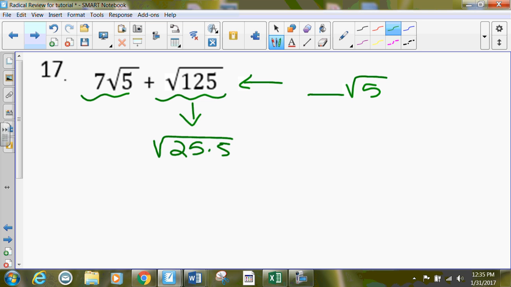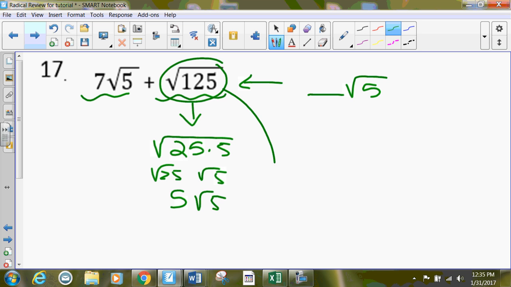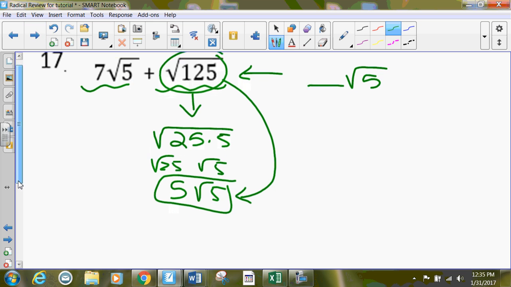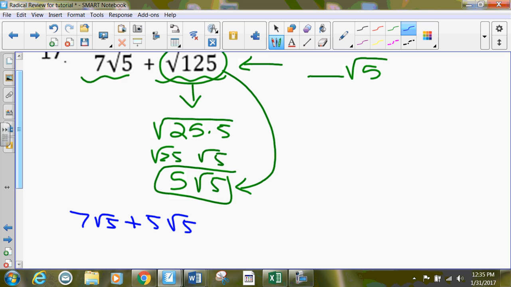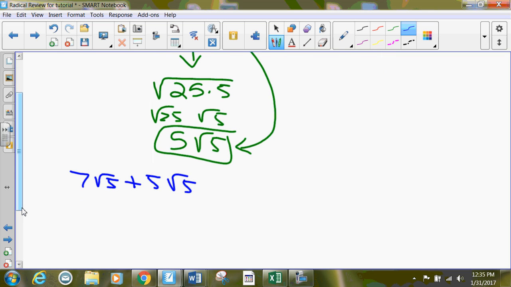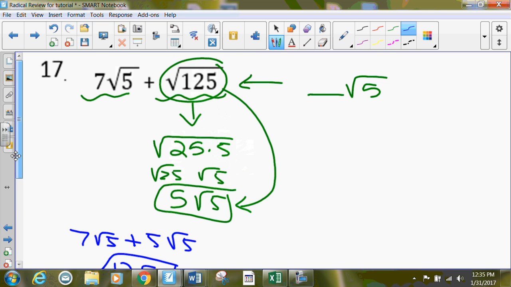Okay, we know that 25 times 5 is the same thing as root 25 times 5. We know root 25 is 5, so there we go. We have 5 root 5. We got our wish. So because we can rewrite square root of 125 in terms that have a square root of 5, we can continue this problem. So we're going to rewrite it. We've got 7 root 5 plus 5 root 5s. How many root 5s do we have? We have 7 here, we have 5 there, we have 12 root 5s all together. Tricky, but fun. At least that's what I think.